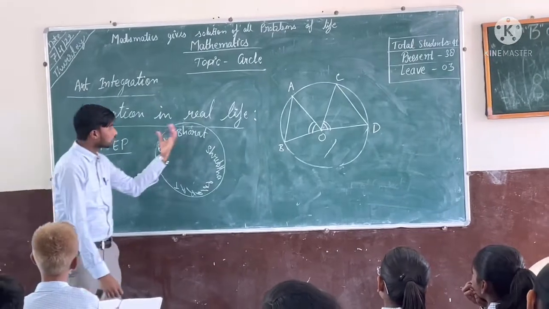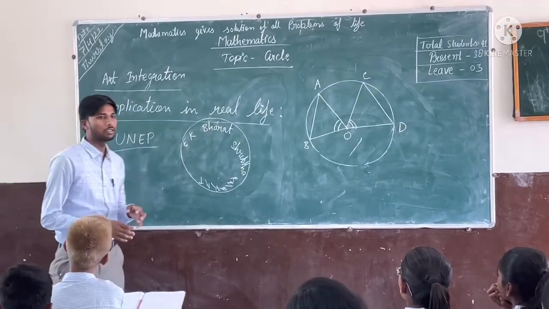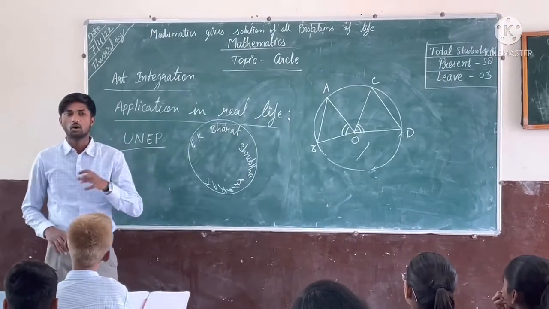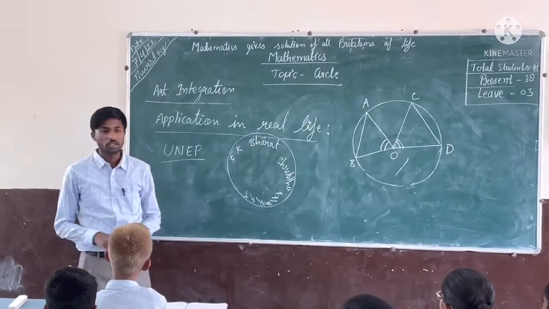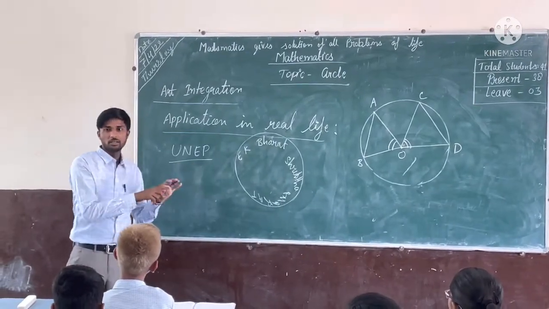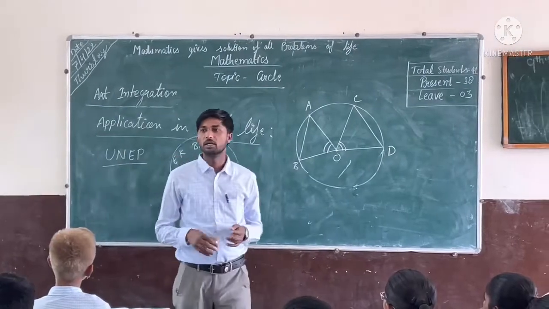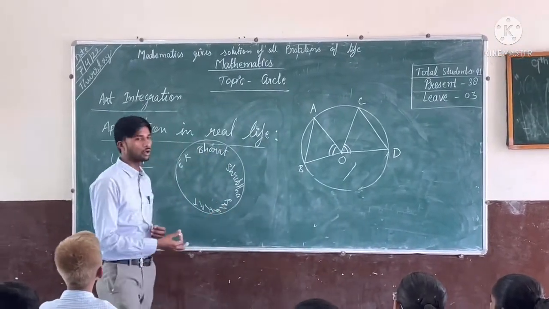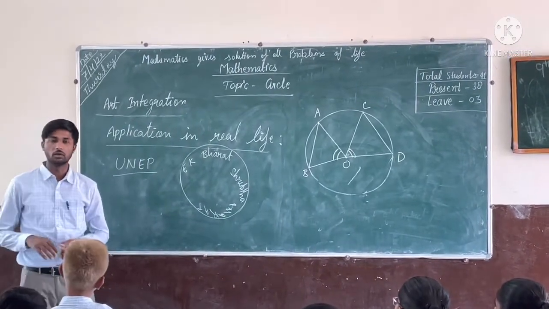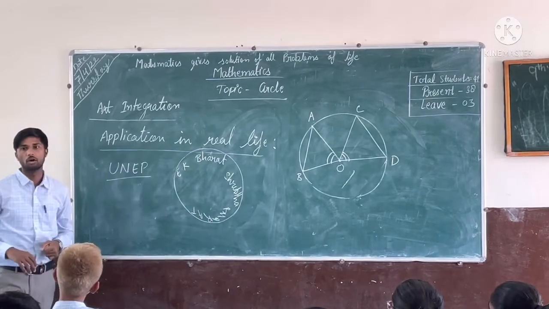Most of the slogans are made in the circular shape. We see them every day, but we don't observe properly. We don't concentrate on such things because we just read it for a while. We don't observe that all these are mathematical tools, mathematical shapes. So there is a vital role of circle in our day-to-day life. So these are the basic applications of circle.